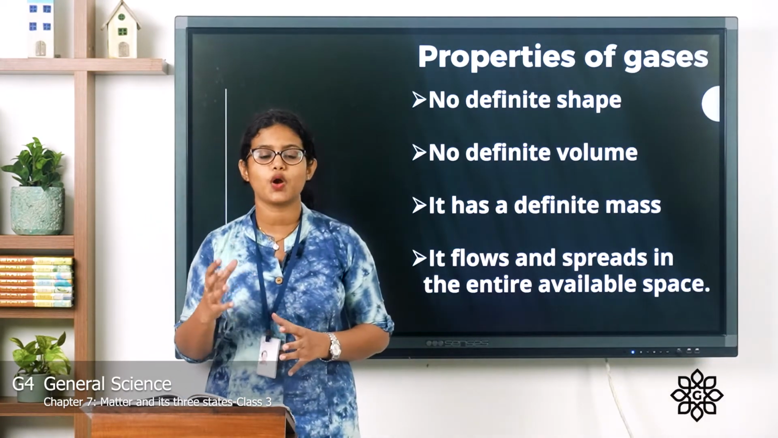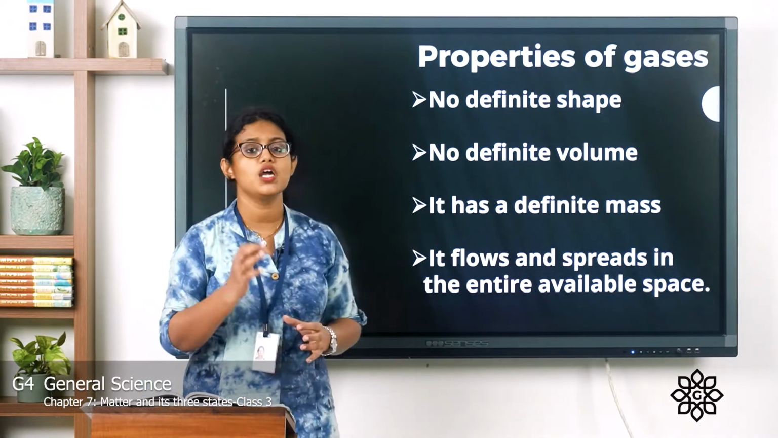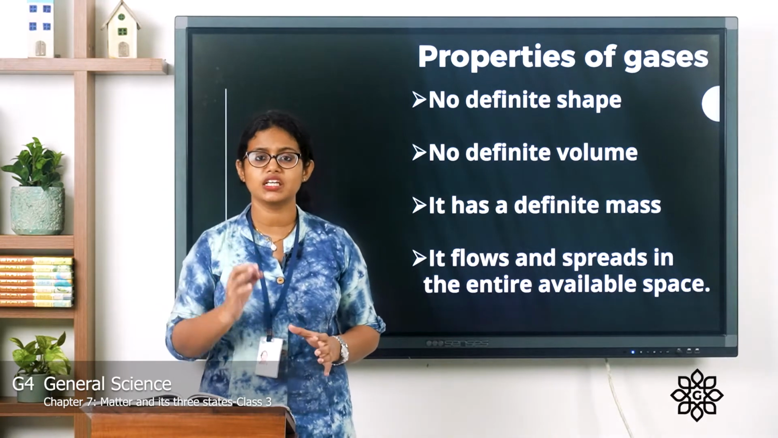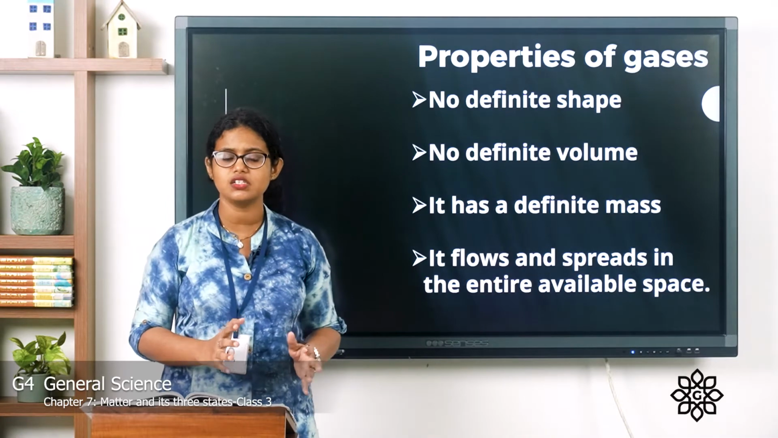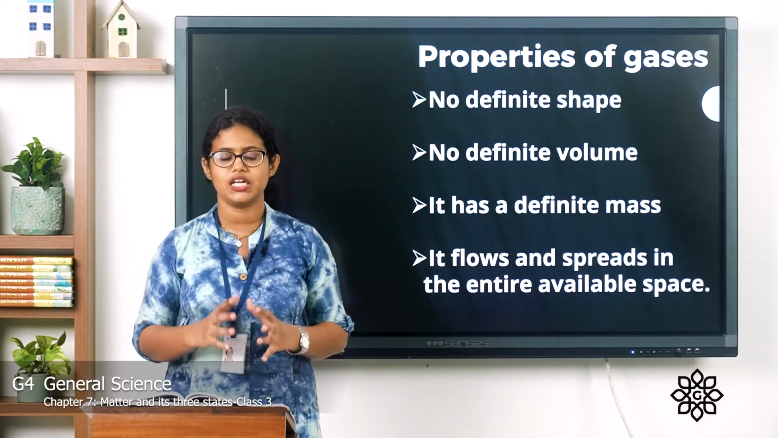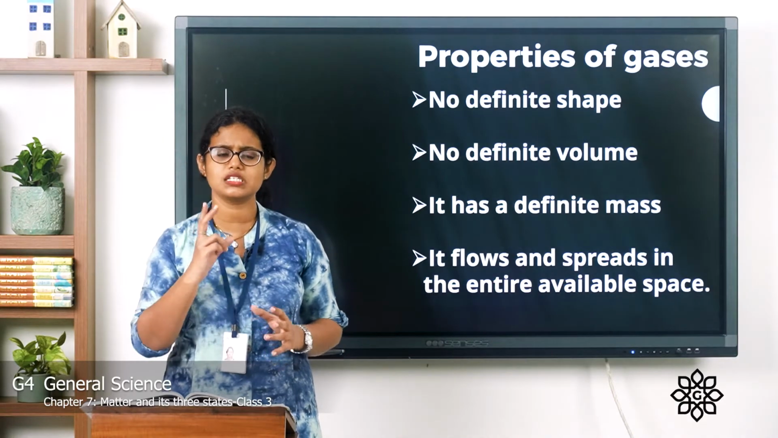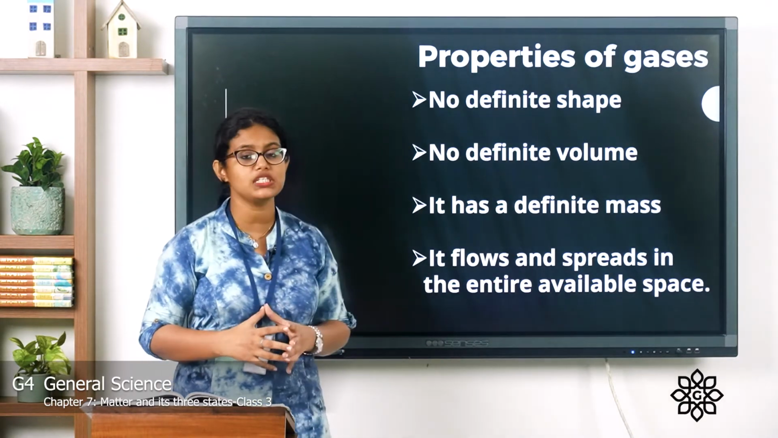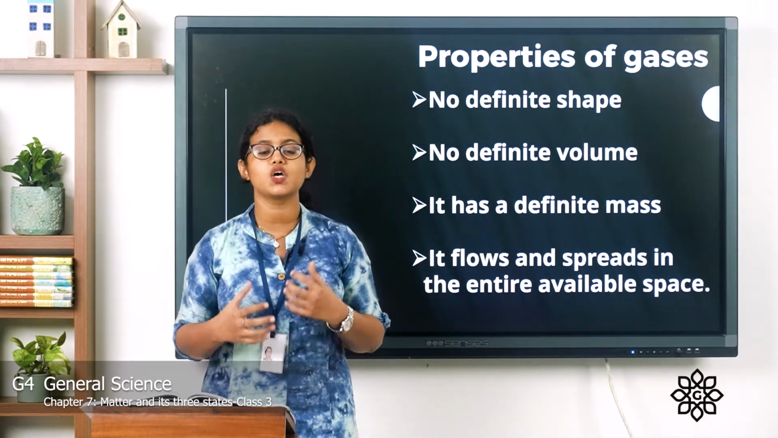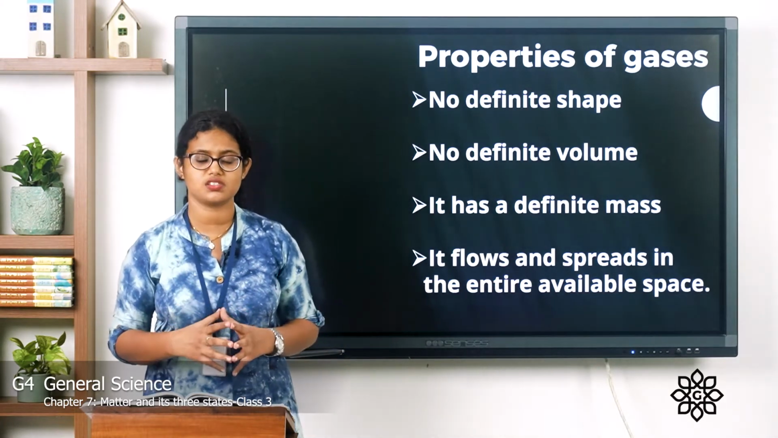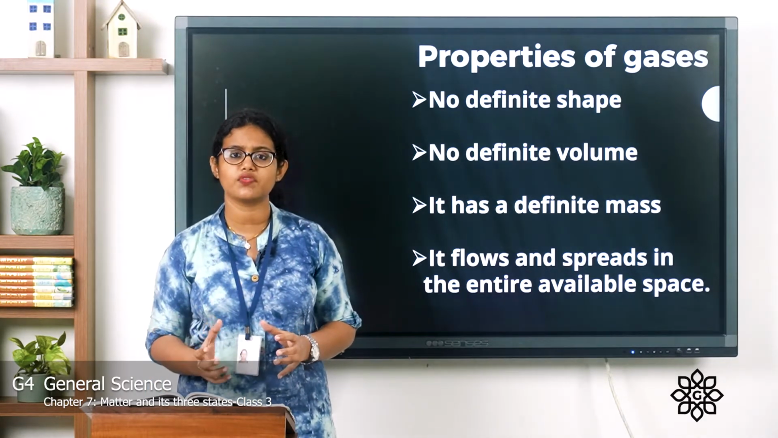Now let's see the properties of gases. So which is the first property? The first one, no definite shape. Gases do not have a definite shape. Wherever you fill it, it takes that shape. So it doesn't have a definite shape. What is the second property? The second property is no definite volume. The amount of space occupied by them changes. That means their volume changes. They do not have a definite volume.